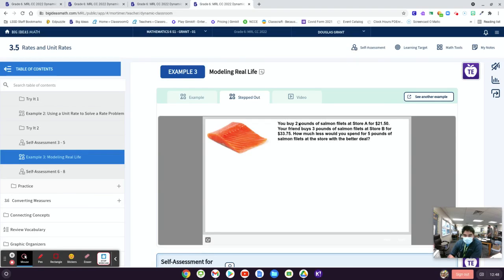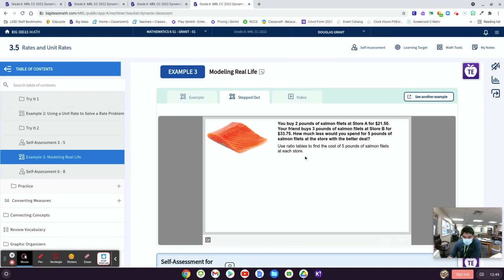Okay. Yeah, so for this example, it says here you buy 2 pounds of salmon fillets at store A for $21.50, and your friend buys 3 pounds of salmon fillets at store B for $33.75. How much less would you spend for 5 pounds of salmon fillets at the store with the better deal?